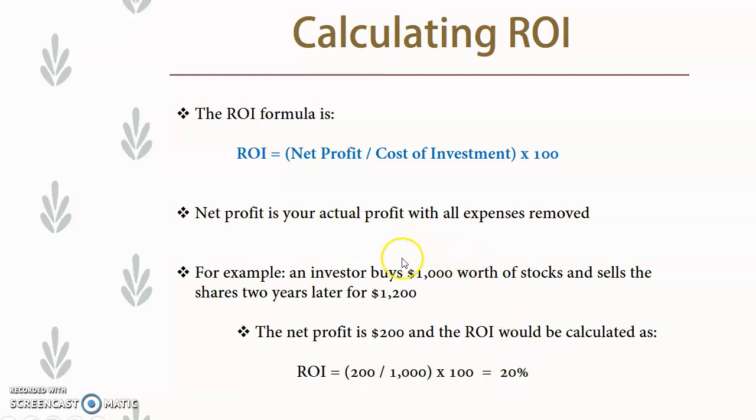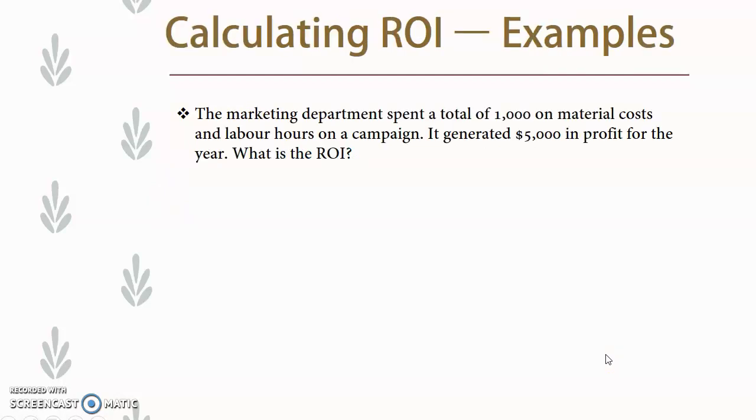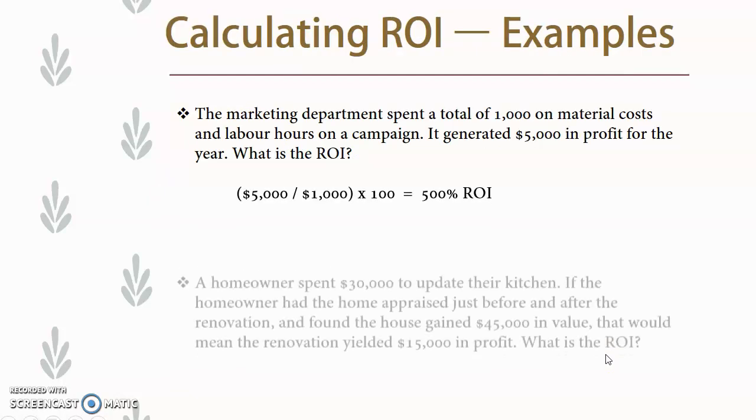So you initially invested $1,000, and you got $200 as profit, so your investment generated a 20% return. That makes sense? Okay. If you don't understand it, maybe watch this slide again. Otherwise, you can ask me questions as well. Now, these are some examples for calculating ROI.